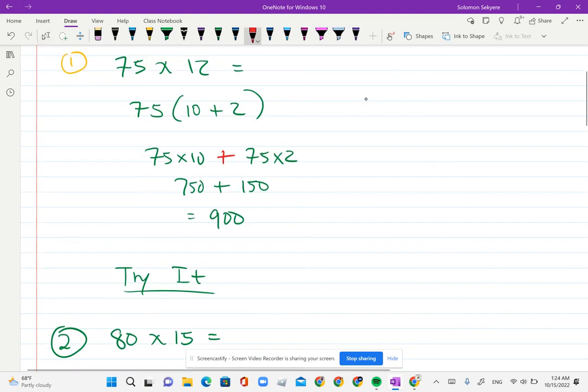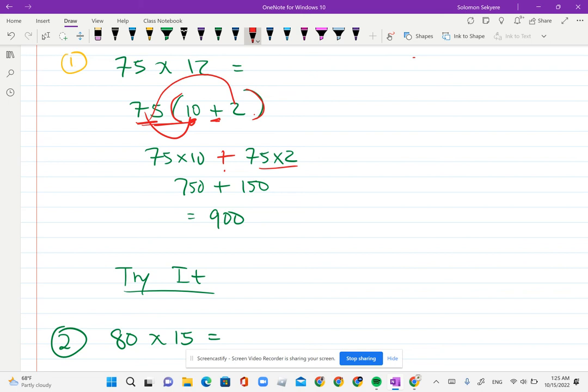You can say that 12 is 10 plus 2. So you say 75 times 12 is the same as 75 parenthesis 10 plus 2. And how do you do that? You take the 75, it's multiplication, but we don't write that multiplication anymore. We just use parentheses. So 75 times 10, that's what it means. You take the 75, you multiply by 10, you bring your plus sign, and then 75 again times 2. So 75 times 10 is 750, and then 75 times 2 is 150. Put them together. So you see that?